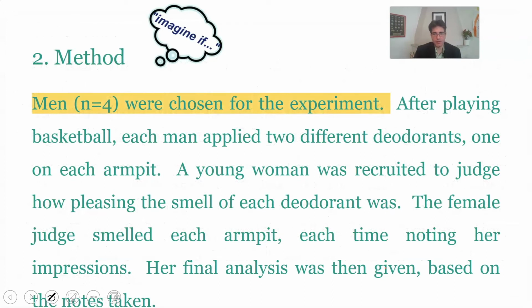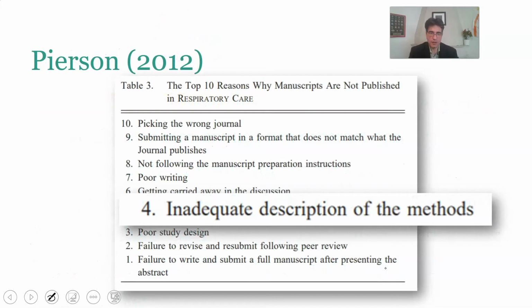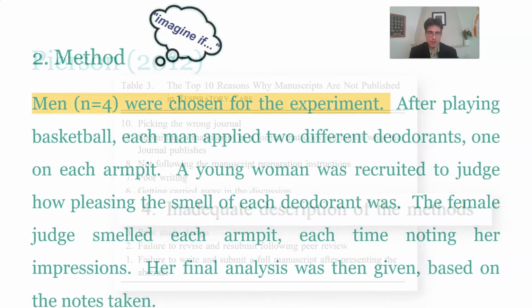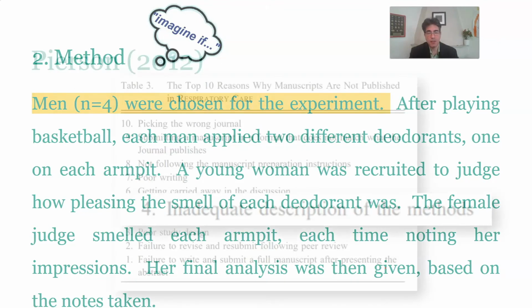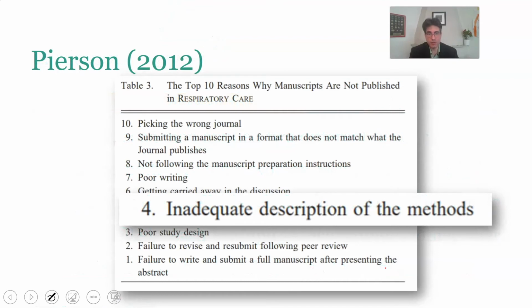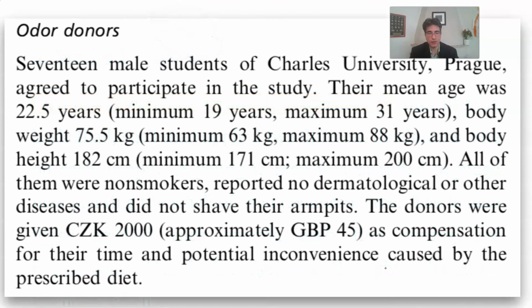Compare that with that silly method section, this fictitious method section written for the deodorant experiment. So you can see that this sort of thing, which I've seen too much of, even though this is an exaggerated form of it, is one of the reasons pointed out by Pearson as a reason why manuscripts are rejected.